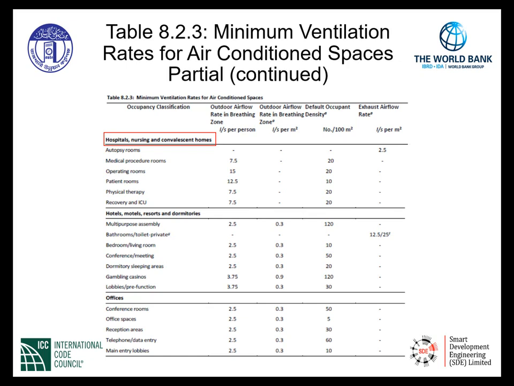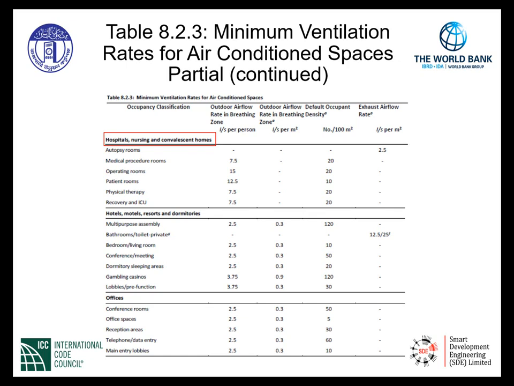Another part of the table, a continuation, indicates the occupancy classifications. Hospitals, operating rooms. We can see here the operating rooms have a very, very high outdoor airflow rate in the breathing zone at 15 liters per second per person. And again, we remember where that requirement comes from, and we see the high airflow rate in these operating theaters. Patient rooms give us 12.5 liters per second per person.